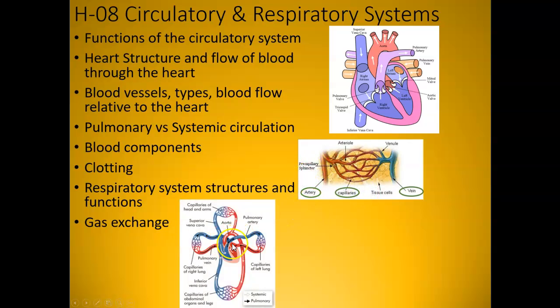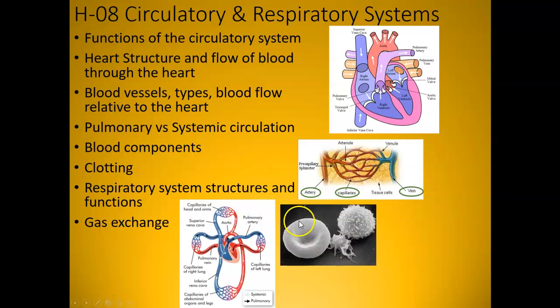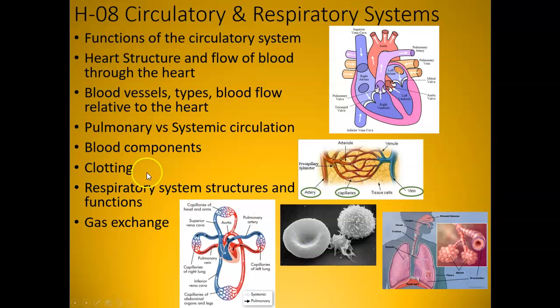We looked at the pulmonary system, which is where the blood goes out to the lungs to drop off carbon dioxide and pick up oxygen. And then the systemic circulation, where it does the reverse, it drops off oxygen for cells to use and picks up carbon dioxide as waste. We looked at blood components like red blood cells, white blood cells, and platelets. We looked a little bit about blood clotting as well, how that occurs.